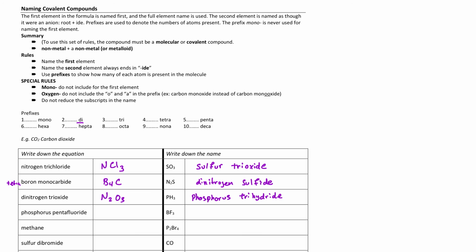So we got phosphorus pentafluoride, so phosphorus is P, penta is 5, so you would go fluoride, which comes from fluorine, so there's 5 of them. And then we got boron trifluoride. So basically for all of them, you're just looking at how many of each you have, and you go based on that.